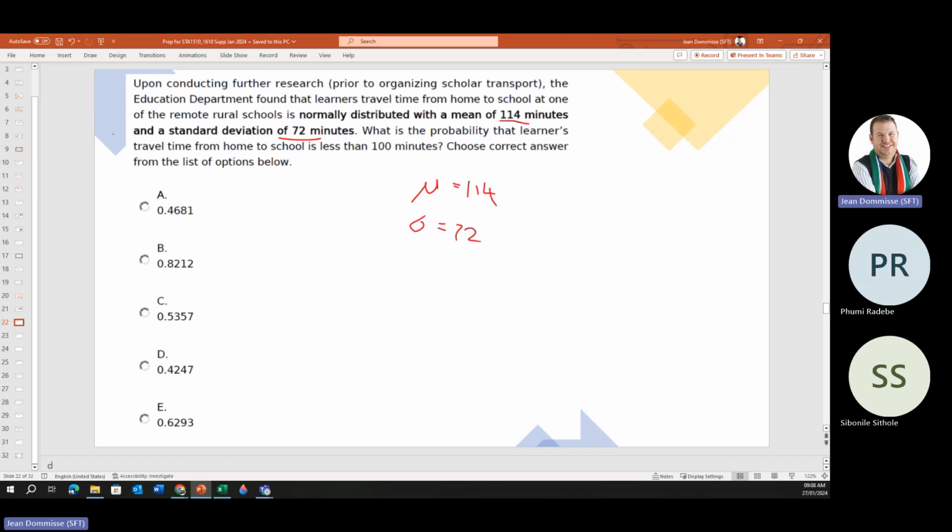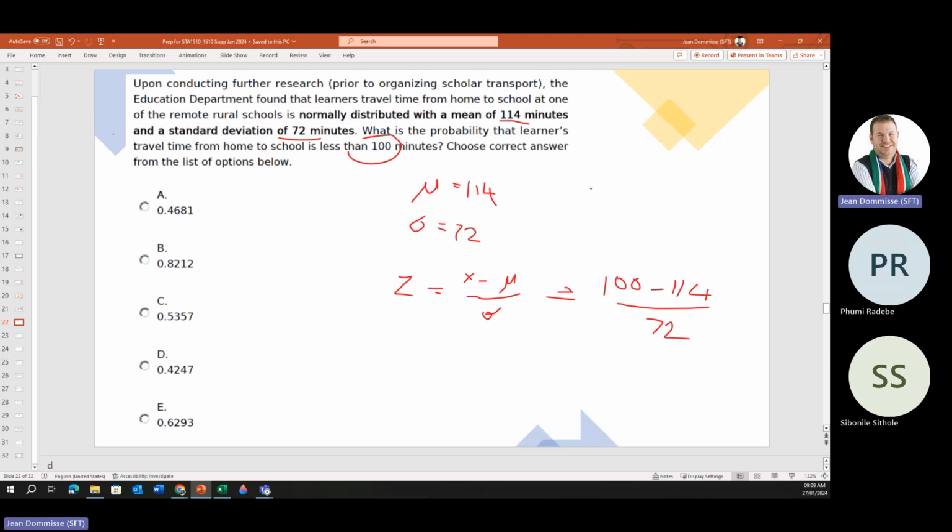Okay, so we're still busy with just working out the Z. In this instance, we still do x minus the mean, divided by the standard deviation. So x is 100. In this instance, we're going to get a negative Z value.